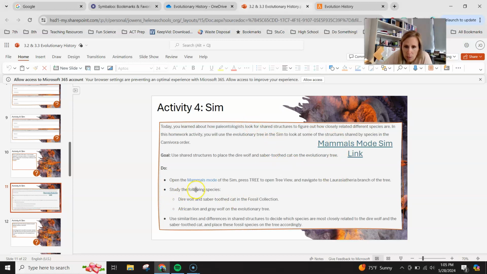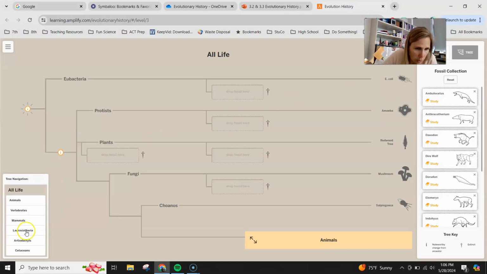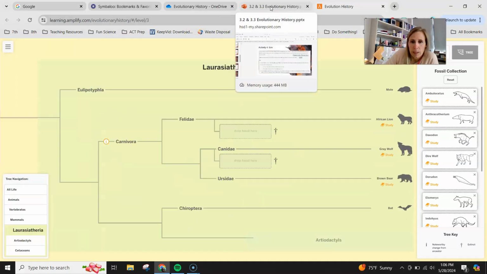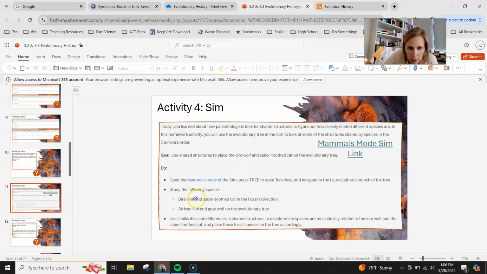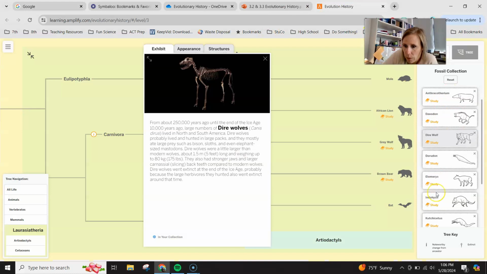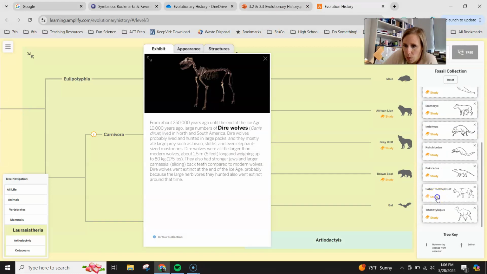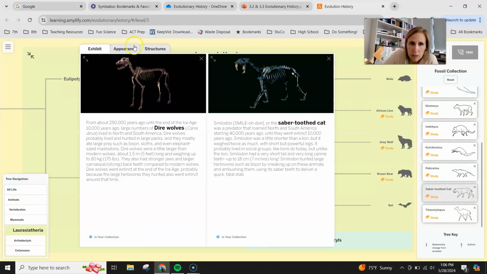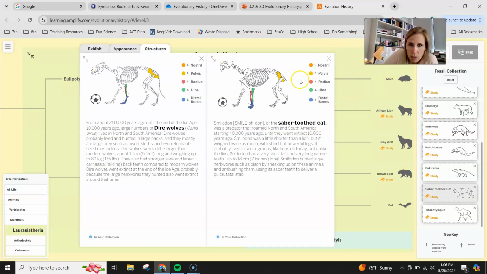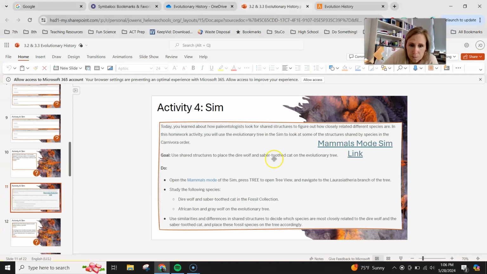Okay, open the mammals mode of the sim, press tree mode, navigate to the Laura Cyatheria branch of the tree. So I'm going to go down here. And we have arrived. Okay, study the following species, the dire wolf and the saber-toothed cat. So if we look here, we've got dire wolf here, we've got saber-toothed cat here. You guys can take a look at their structures, their appearance, their shared diagnostic structures here.